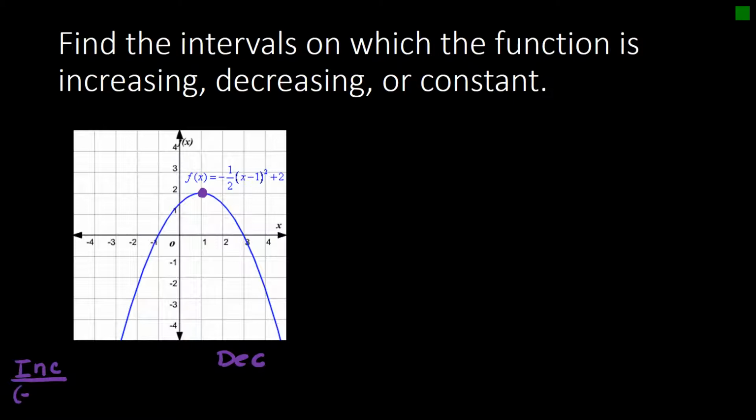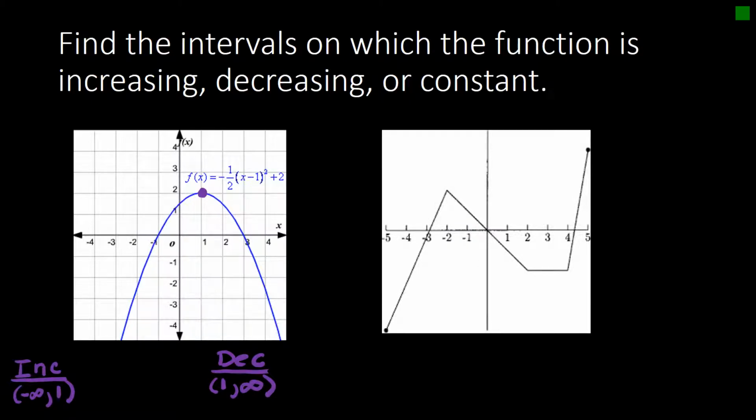So we look from negative infinity all the way up to 1. Now we look at the x values to determine increasing or decreasing. And then at 1, we start going down until we get to infinity. Now if you notice, we use open intervals for increasing, decreasing, constant. Let's look at another one.